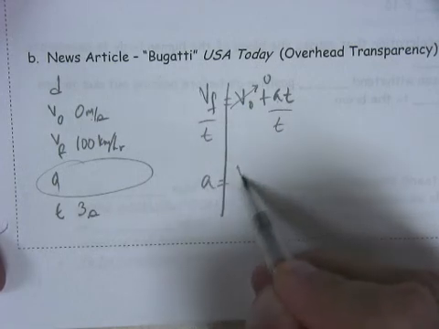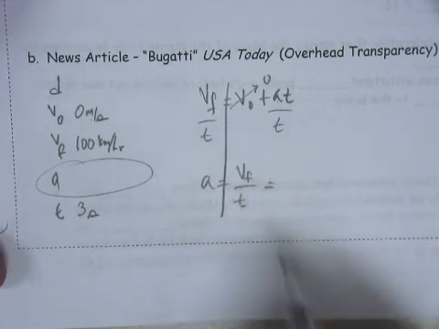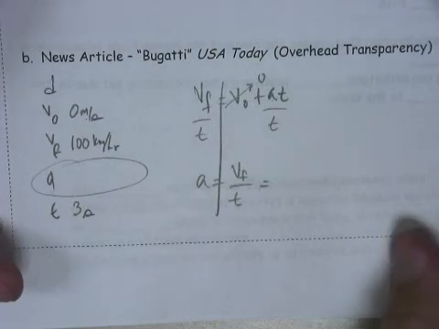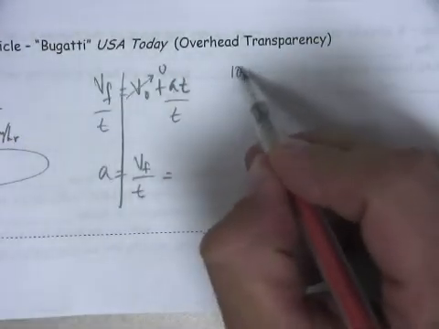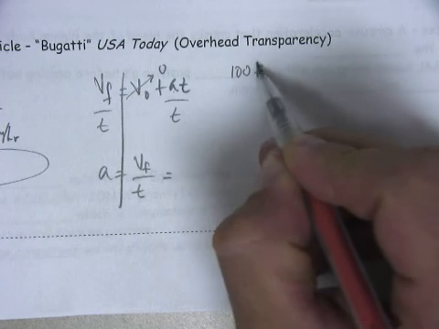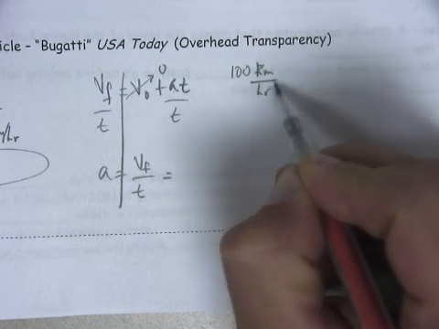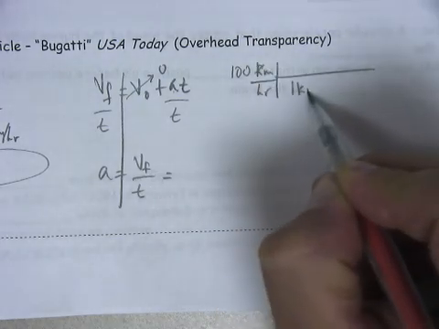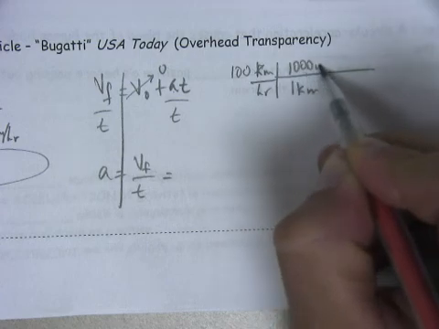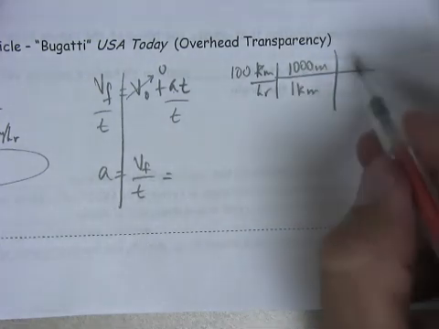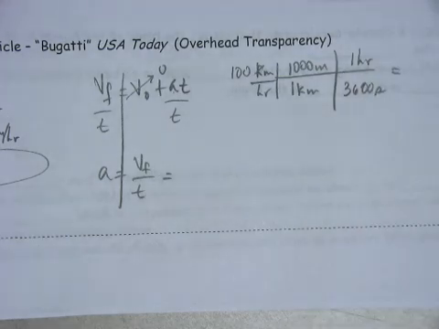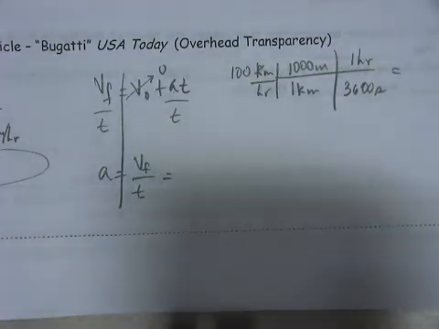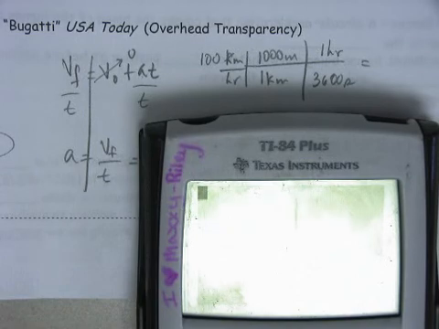So acceleration is VF divided by T. All right, and then I'm going to plug stuff in. But before I do that, I need to convert kilometers per hour to meters per second. So there's kilometers per hour, and I know that there are 1,000 meters in every kilometer, and every hour is 3,600 seconds. I'll plug that into my calculator and do it so you can see it as well.